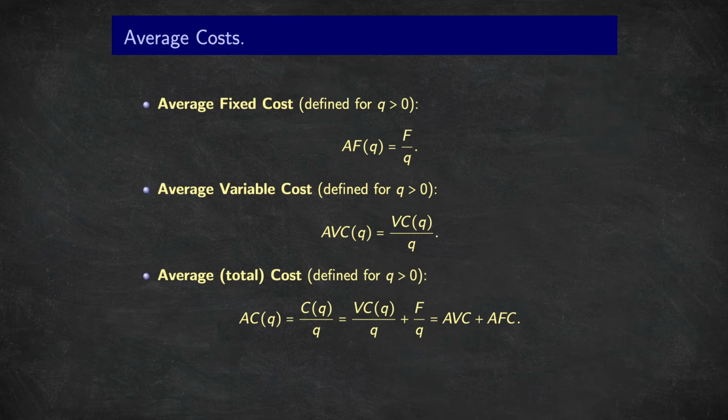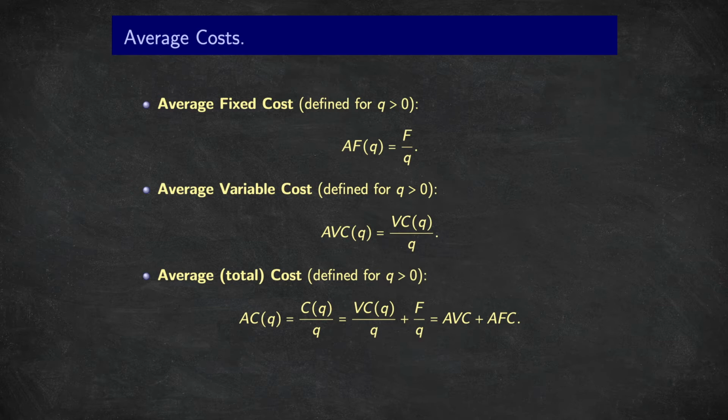What do we mean by these definitions? Well, average fixed cost, which is defined for Q greater than 0, just because we can't divide by 0, would be simply the fixed cost divided by Q. Notice that average fixed cost is always decreasing. The more we produce, average fixed cost is always coming down.